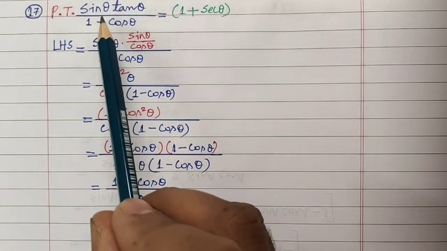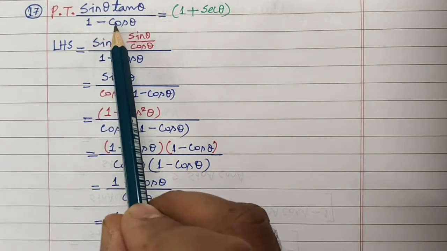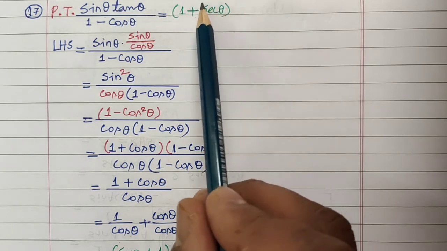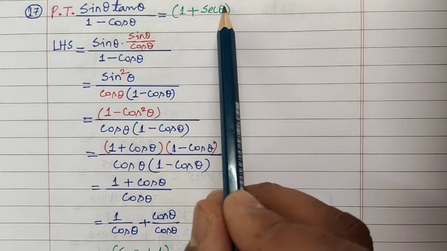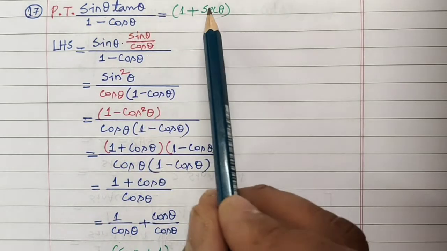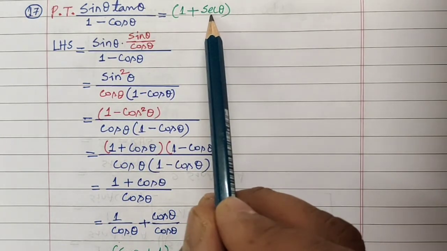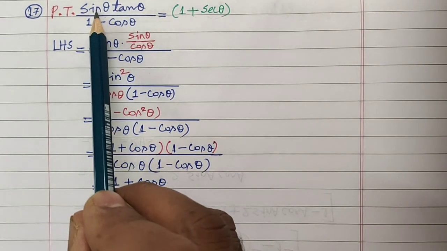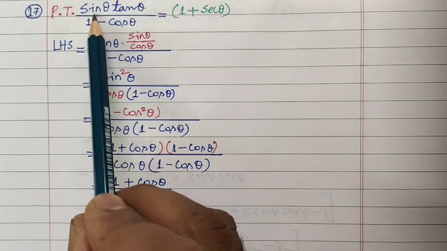Prove that sin A into tan A divided by 1 minus cos A is equal to 1 plus secant A. So we have a secant A on the right hand side. Whatever we do while solving this, we should keep all the things in the form of cos, because 1 by cos A is secant A. So now we cannot convert sin to cos, because only with sin square A plus cos square A equal to 1 can we do anything with the sin.